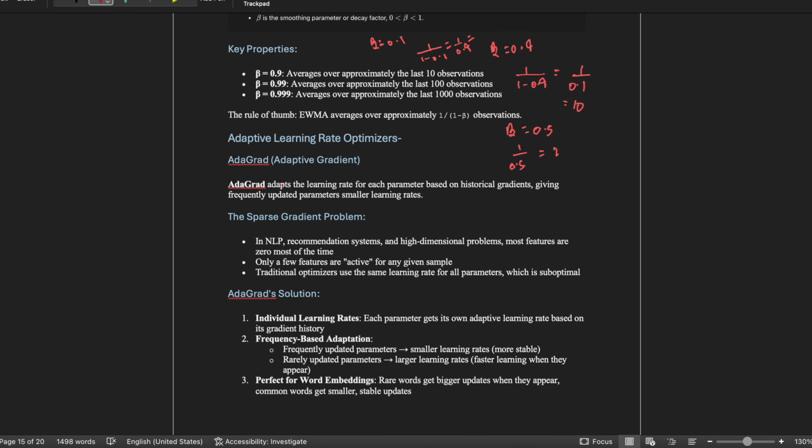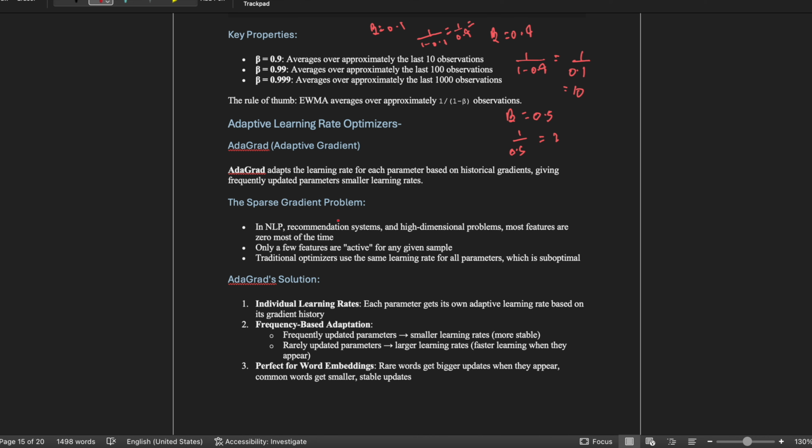So Adaptive Gradient, AdaGrad, learns the learning rate for each parameter based on historical gradients, giving frequently updated parameters smaller learning rates. So there is a sparse gradient problem which occurs.